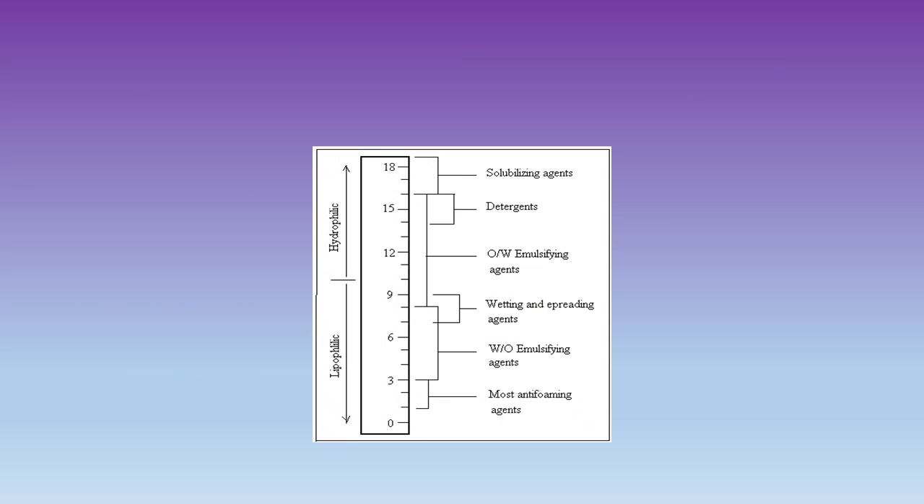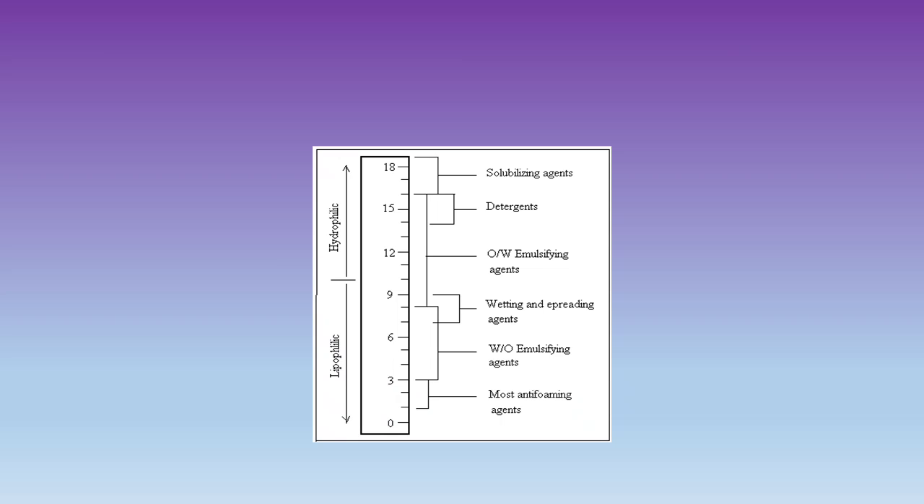Now this is the HLB scale. You can clearly see here that most of the anti-foaming agents are simply lipophilic groups, so they have an HLB value from 1 to 3. Then water in oil emulsifiers have a value between 3 to 9, or simply between 3 to 7 we can consider. Then comes wetting and spreading agents, with an HLB value between 7 to 9.